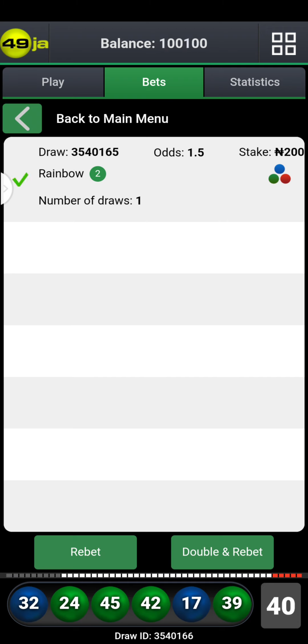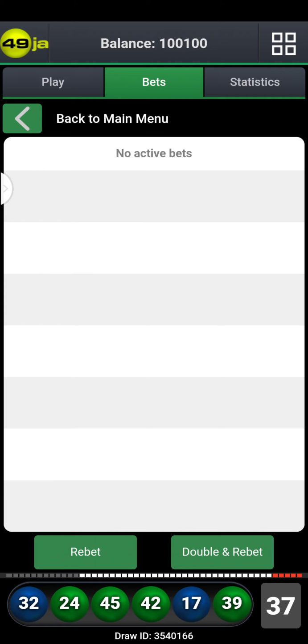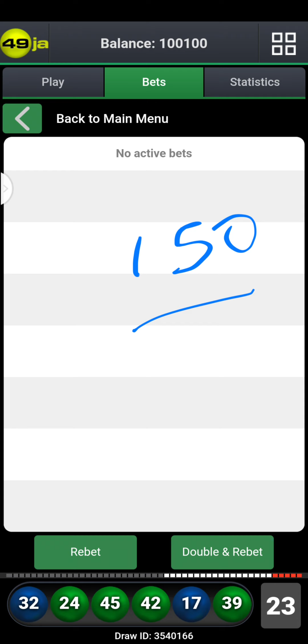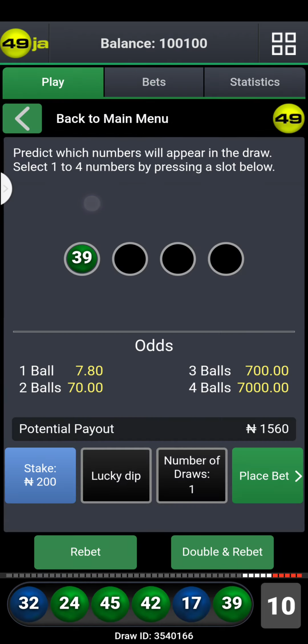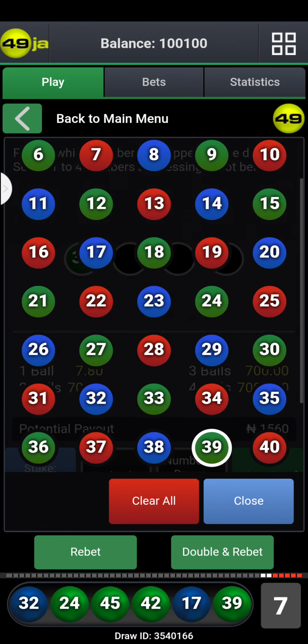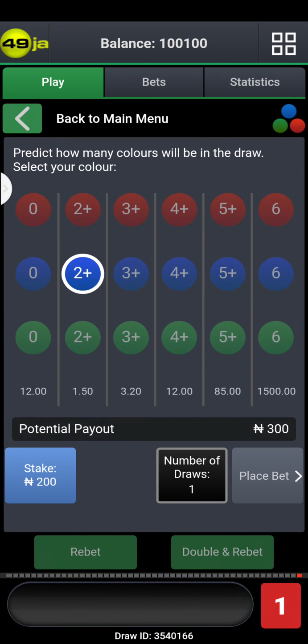We do it again by adding the 4 balls, which is 24 plus 45 plus 42 plus 39. 150. Now 150 divided by 1, 2, 3, divided by 4. We have 120. Because it's bigger than that, what you have to do is to do 100 minus 120, which is 20. The ball that is there is what? 20. Which ball appear in 20? The ball that appear in 20 is blue. So at least 2 blue will come out in this draw.